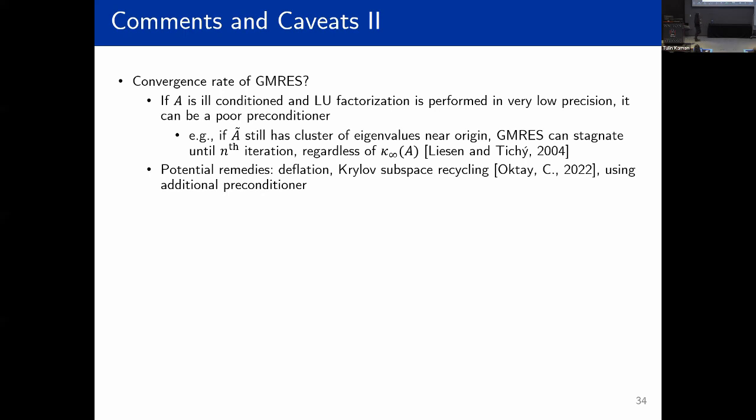I can construct a problem for which the condition number is 1 and GMRES won't converge until the very last step. So this makes it hard to predict, especially for non-normal problems in the non-self-adjoint case. All right, so there are a number of potential remedies. I could throw another preconditioner in there. Why not? I could use Krylov subspace recycling.